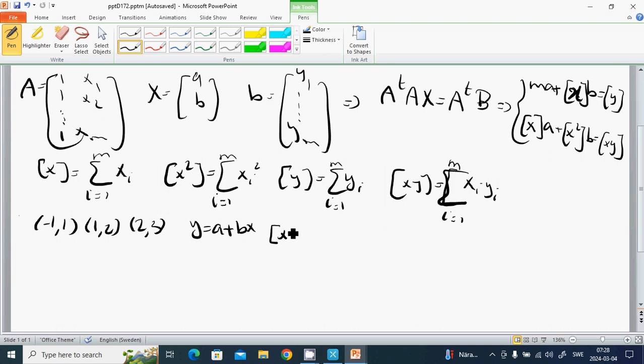Then bracket x equals minus 1 plus 1 is 0, plus 2 is 2. Then bracket x2 equals 1 plus 1 plus 4 is 6, and bracket y equals 1 plus 2 plus 3 is 6, and bracket xy equals minus 1 plus 2 plus 6 is 7.